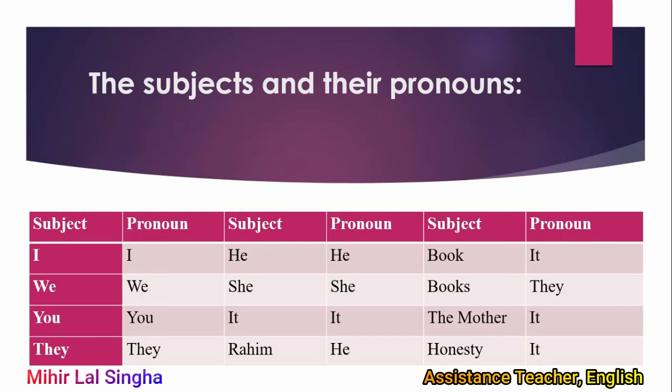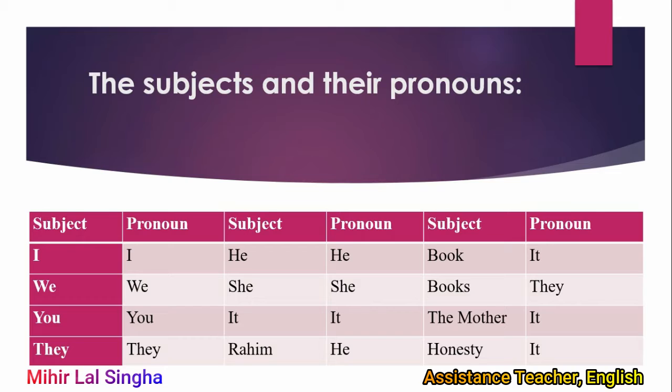And we also talked about subjects and their pronouns. As we know, I, we, you, they, he, she, it, they are pronouns themselves. So if the subject in the given statement is I, we, you, they, he, she, it, etc., then we have to use them as the pronouns themselves. All right. If the subject is a male person, we use the pronoun he. If the subject is a female person, we use the pronoun she.